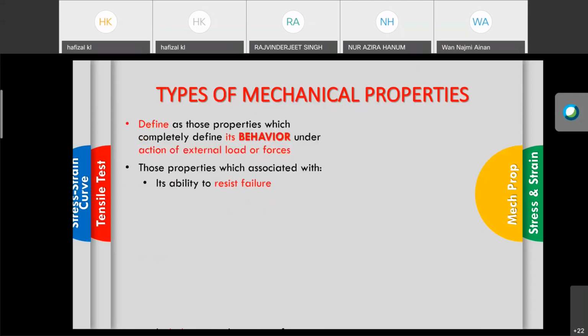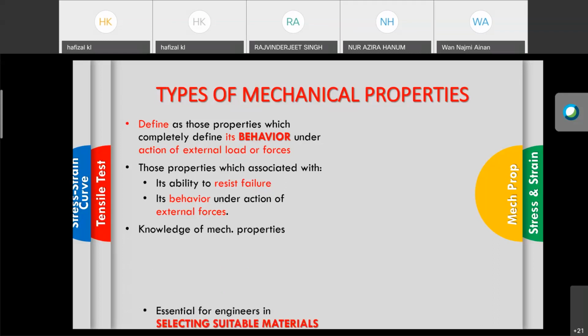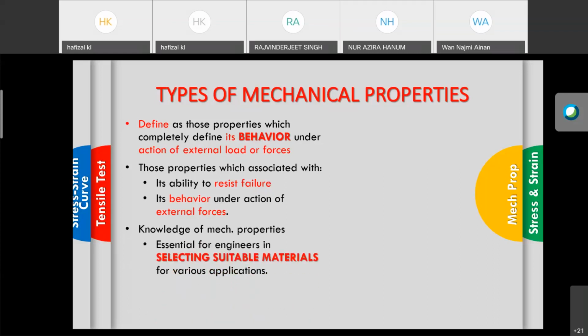So basically, mechanical properties are defined as properties which completely define the behavior of a material under the action of external load or force. When we give external load, there is a change of behavior of the metal. So from there, we can prescribe them as properties, associated with resistance to failure and behavior under the action of external load.